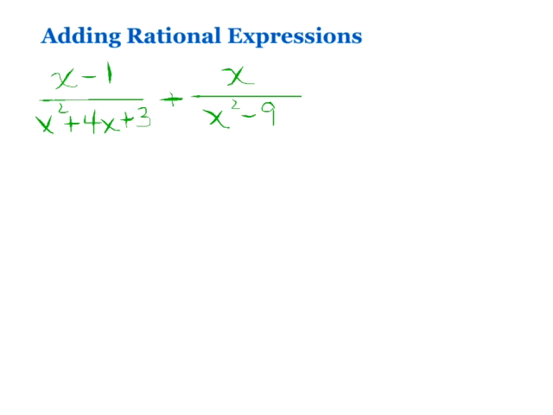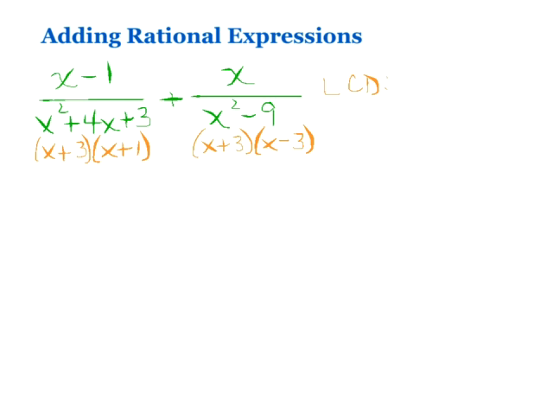Okay, let's try another one. Again, our first step is to figure out the LCD. To do that, we're going to need factors. So in my first denominator here, x squared plus 4x plus 3, I'm going to factor that into x plus 3 times x plus 1. In my second denominator, x squared minus 9, that's a difference of squares, which can be factored into x plus 3 times x minus 3.